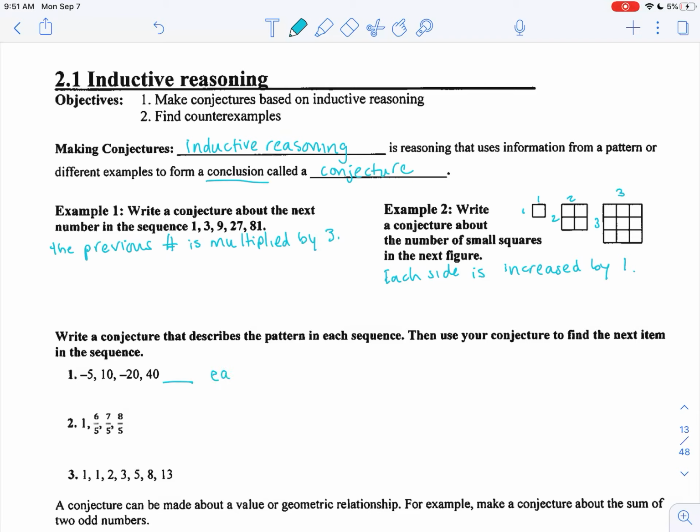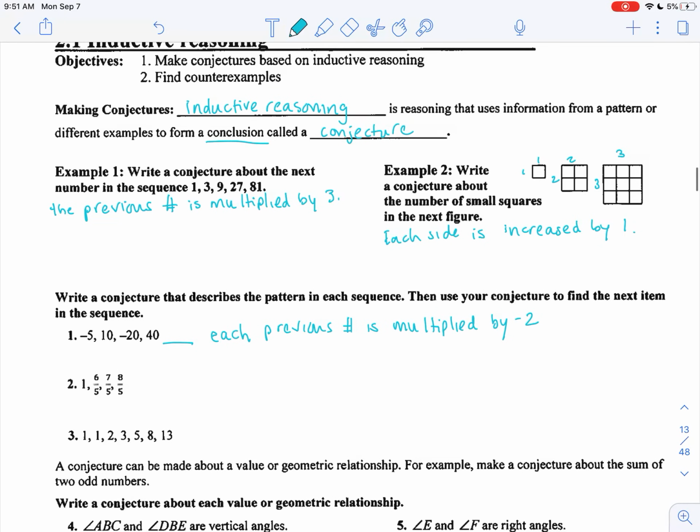And the pattern or conjecture here is each previous number is being multiplied by 2 to get from one to the next. Actually, if we examine it a little bit closer, by 2 would not work, because -5 times 2 would get us -10. So it's in fact by -2. Now I'd like you to figure out the next term you think would come in number 2.